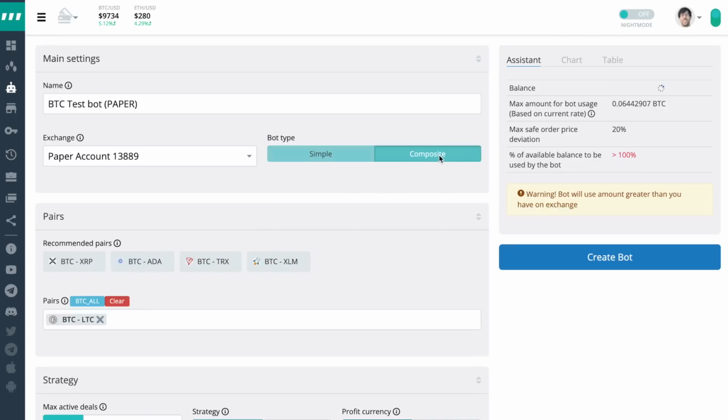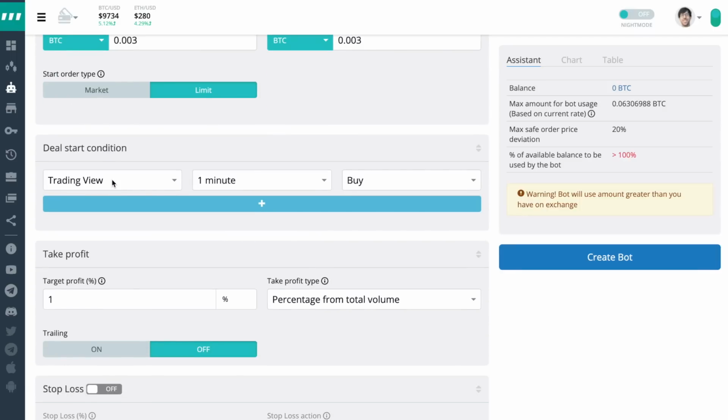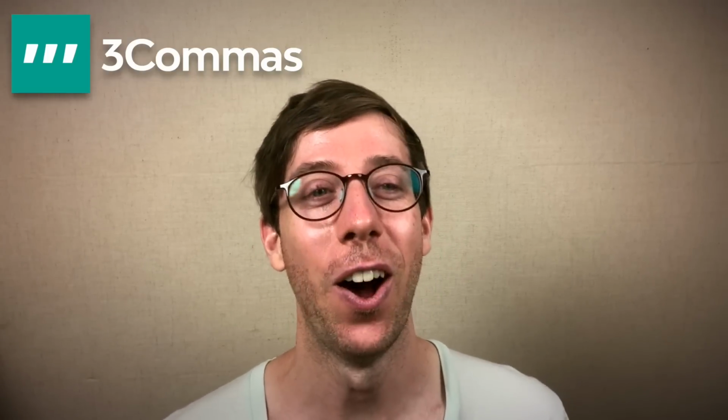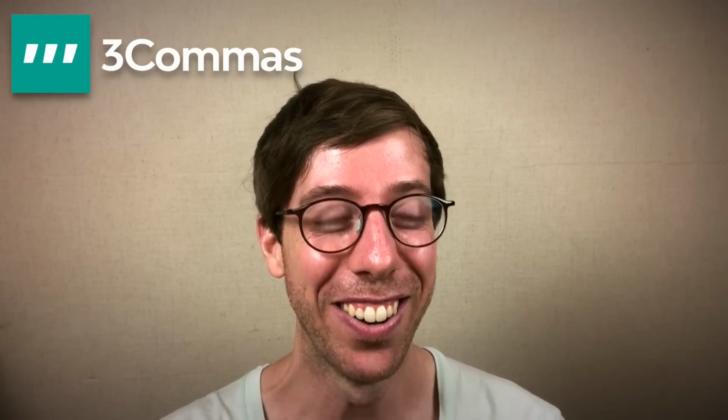Maybe we want to experiment using a composite bot. So now we can choose all coins available to us. And then we could say, well, I've heard a lot about TradingView and some people hate it. But to be honest, I saw someone's bot that was performing ridiculously well with TradingView 1 minute buys. I am completely serious. It was some crazy number. And I know people hate on TradingView as a start condition, but it works. This guy was trading with a lot of BTC, but he was making good returns every day. So don't discount TradingView.